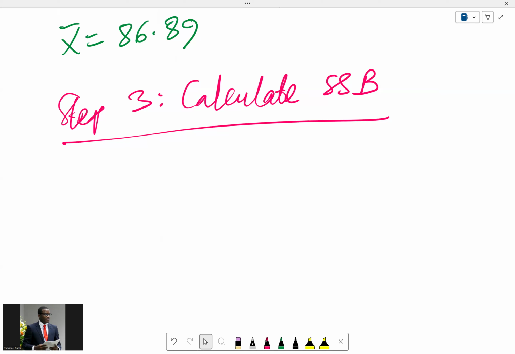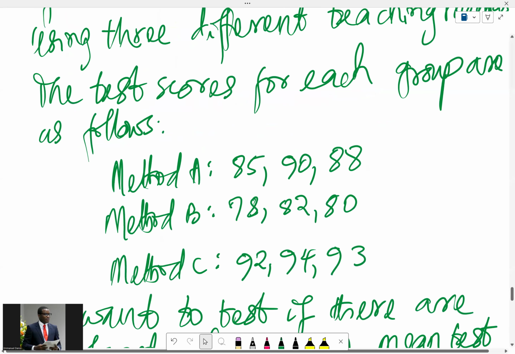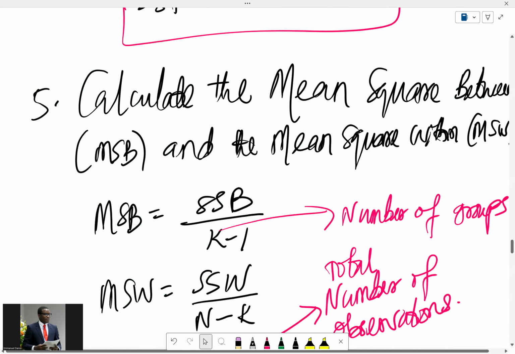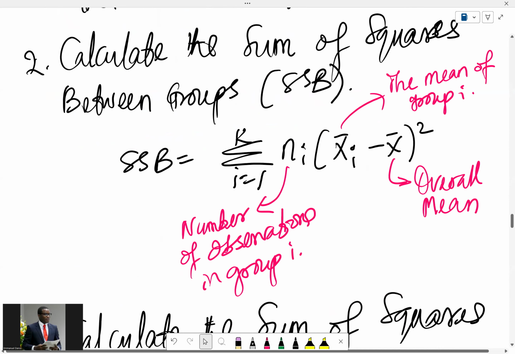Okay. Trying to get this out. So calculate SSB. All right. So for SSB now, you remember the formula up there. The formula for SSB is this: Ni times xi bar minus x bar, all squared.